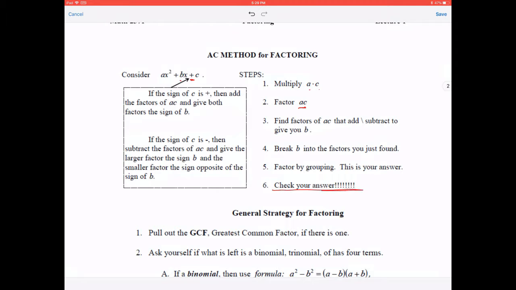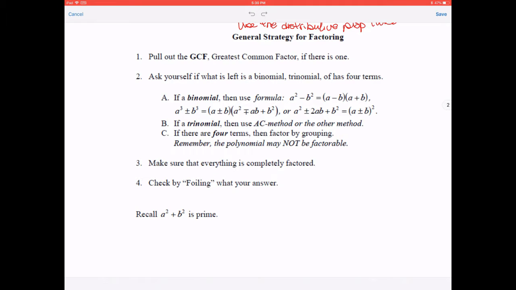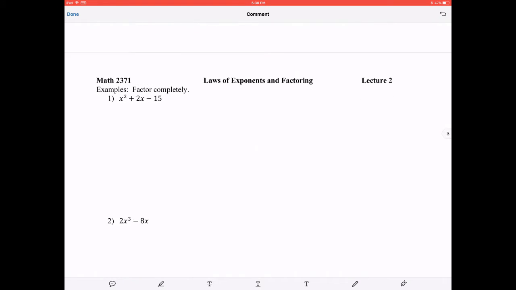Now, I want to say you can check your answers for all of these. When I check my answers, I will use the distributive property twice. And that is how I will check every single one of my questions that I'm doing. All right? Now, here is a general strategy for how to factor. And this is how we're going to work every single one of these questions. You need to remember that a squared plus b squared is prime. All right, let's get to the first example.